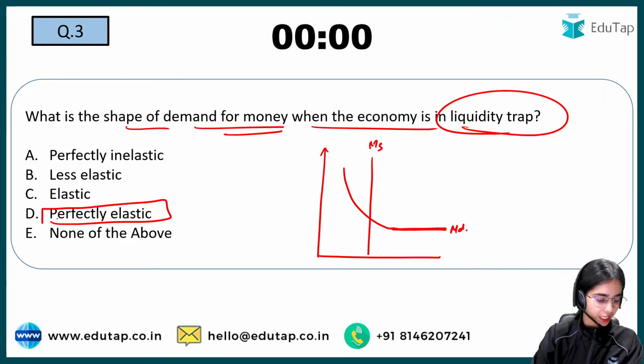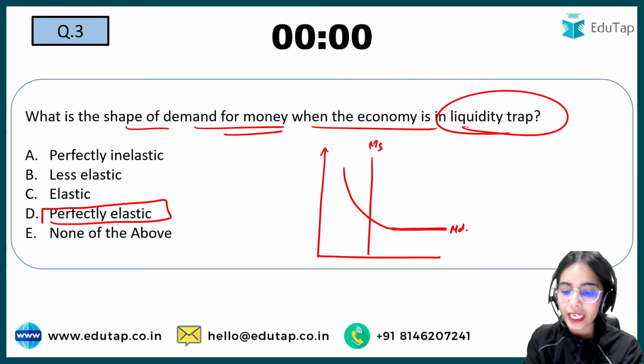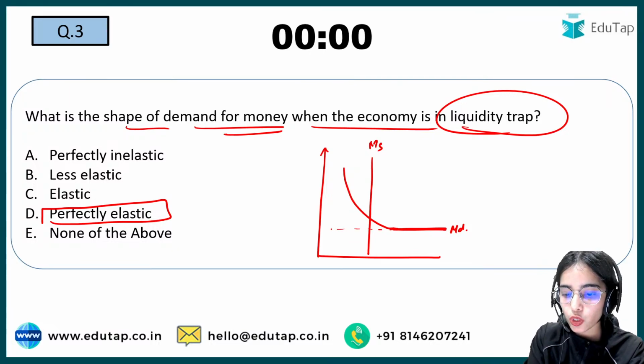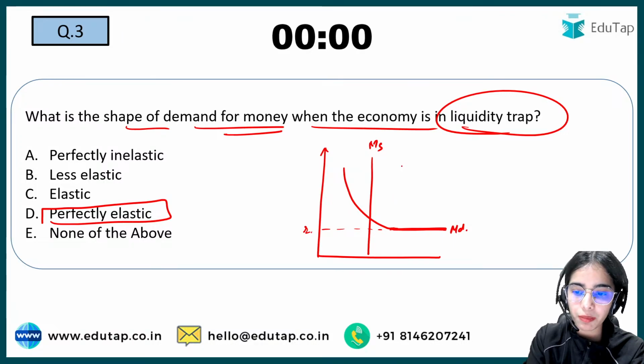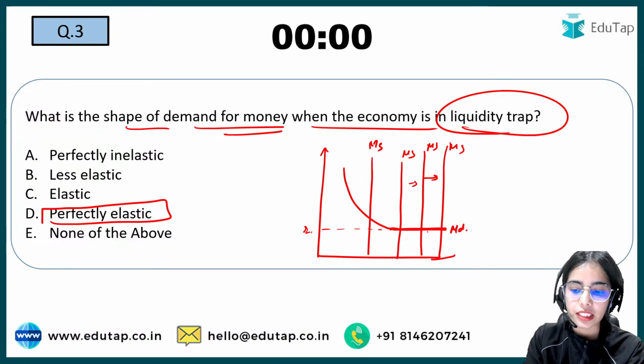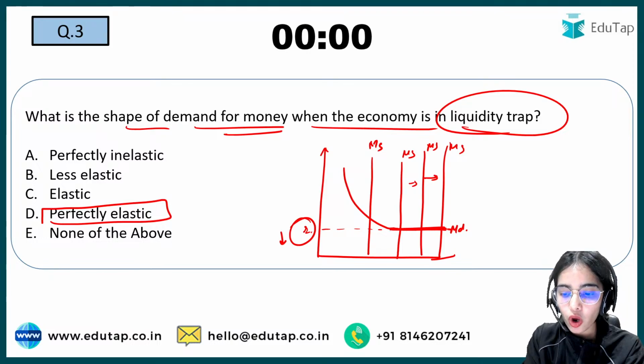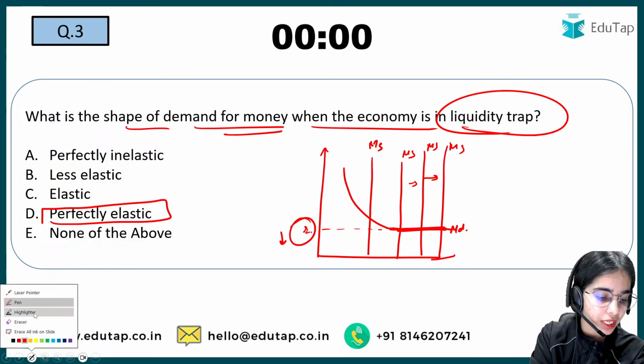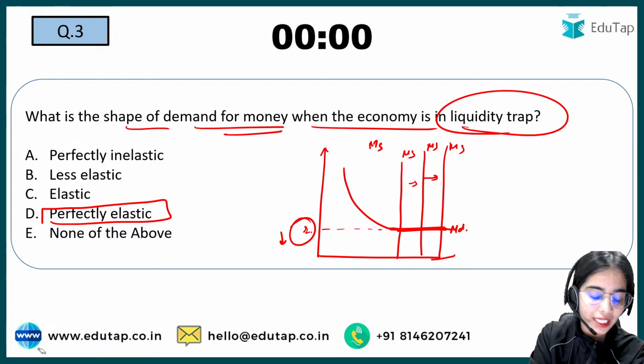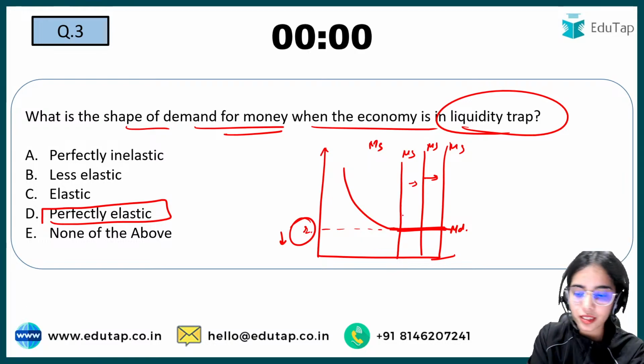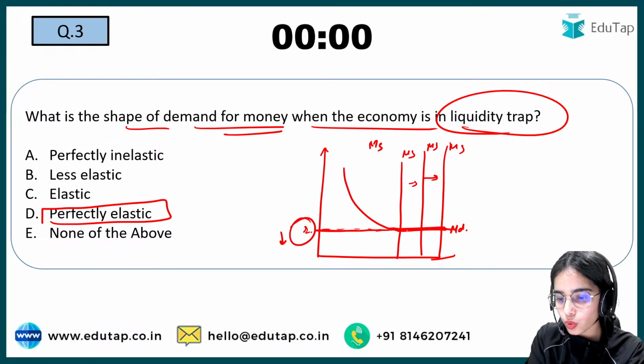Yes, very good, Nilesh, very good, Sorish. It is perfectly elastic. Perfectly elastic means at a low rate of interest, whatever the money supply is, the money supply is here, or here, or here, whatever the money supply is, you will want to hold all the money with yourself. So when the rate of interest is very, very low, the economy is in the liquidity trap. At this point, when the rate of interest is so low, the demand for money has become perfectly elastic.